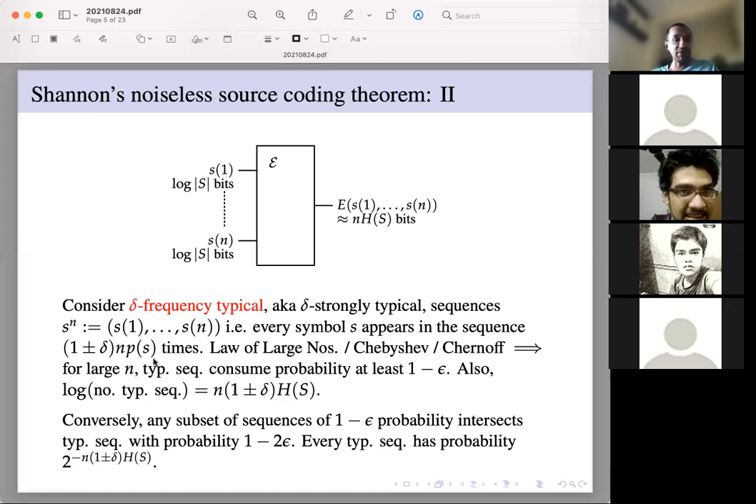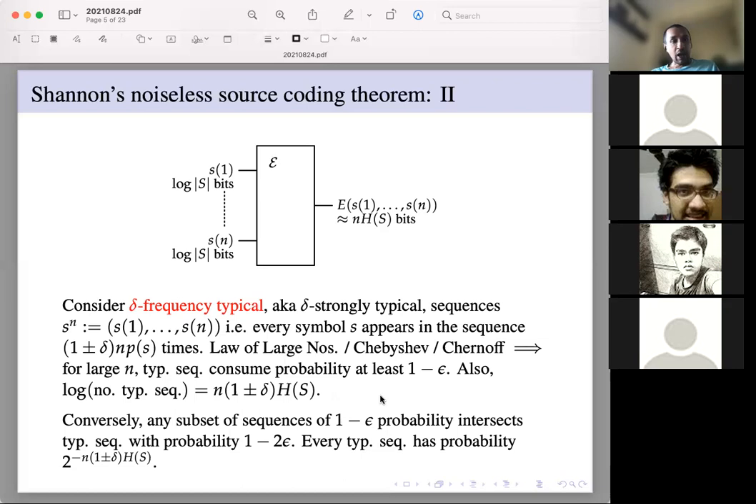The sequence is typical if every symbol occurs roughly n p_s times. And again, there is this fudge to make it precise, 1 plus minus delta. So the number of times it appears lies between these two extremes. And the moment you have a typical sequence, we can ask what is the probability that a random sequence from the IID distribution is typical. You can use whatever you like, law of large numbers, Chebyshev, Chernoff, to conclude that for large enough n, typical sequences consume at least probability 1 minus epsilon. So most sequences from the IID distribution are typical.